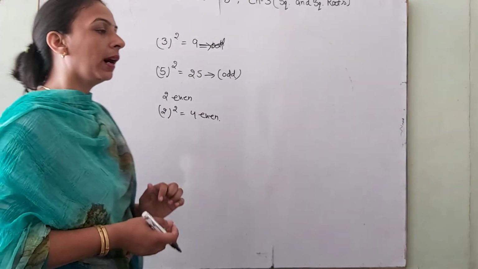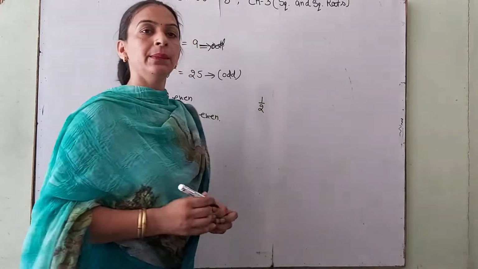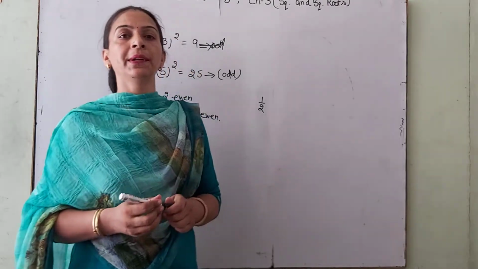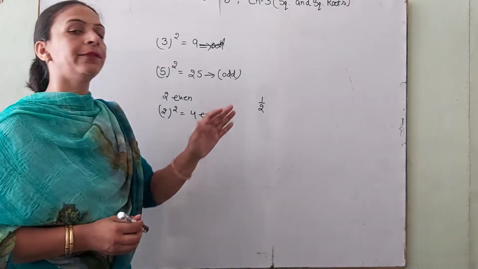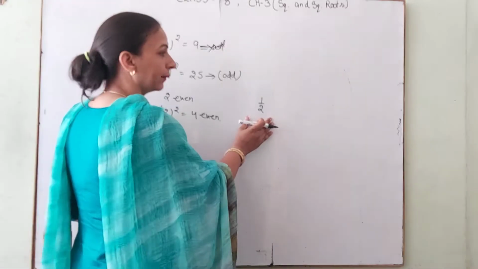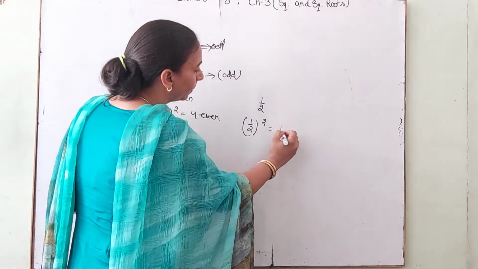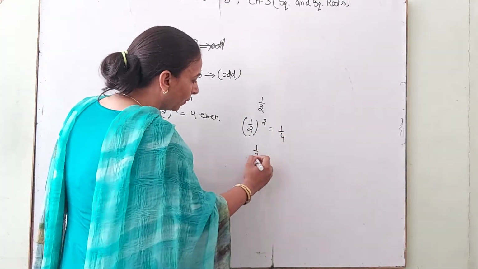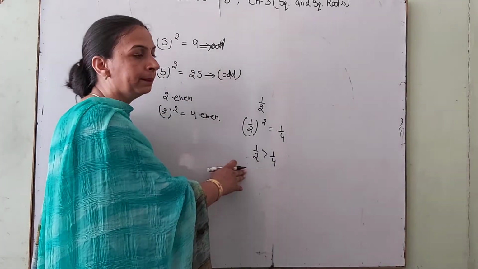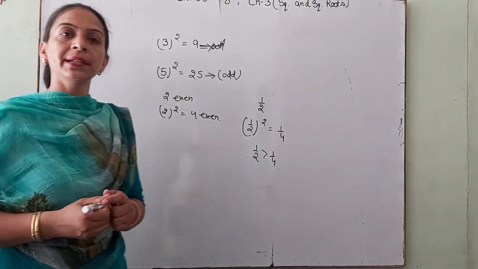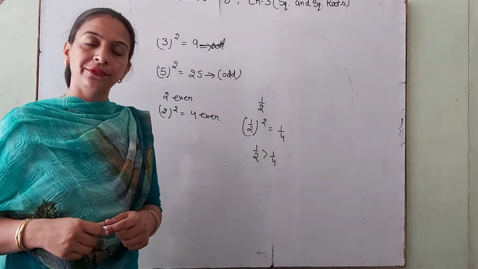And if we have a proper fraction, for example 1 by 2, the square of a proper fraction is always smaller than that fraction. The square of 1 by 2 is 1 by 4, and 1 by 4 is always smaller than 1 by 2. So the square of a proper fraction is always smaller than that fraction.